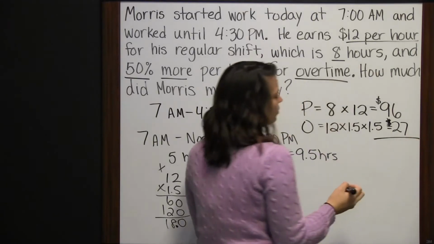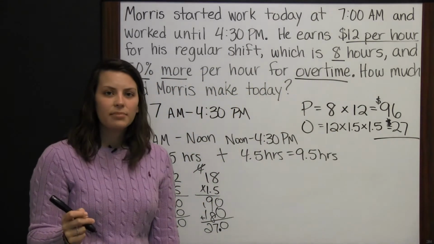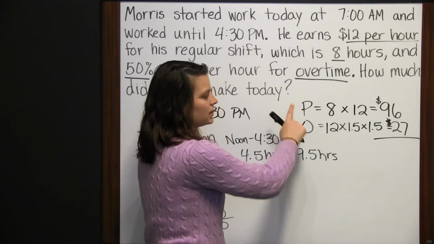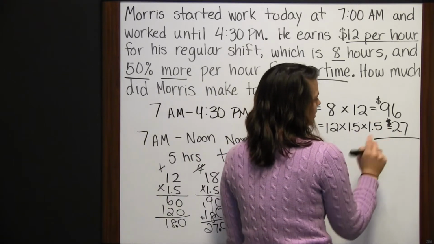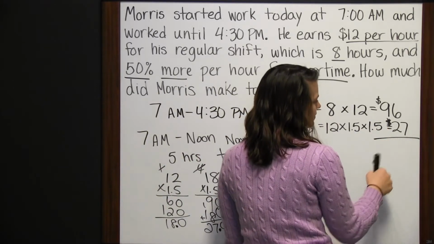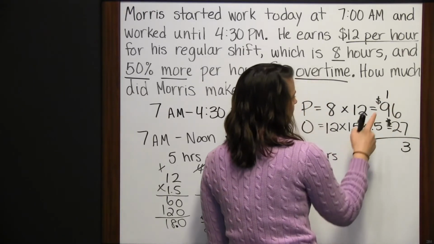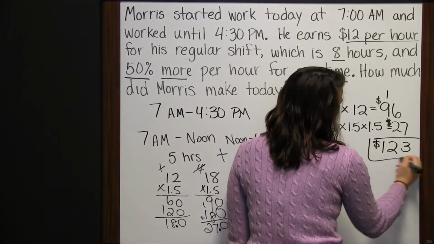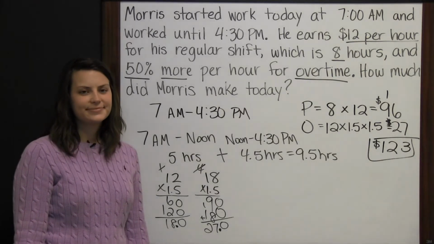So his total amount that he made that day would be the sum of the amount of money he made for his regular shift and the amount he made for overtime. So we need to add $96 and $27. 7 plus 6 is 13. Carry the 1, 9, 10, 11, 12. So that means he made $123 that day.